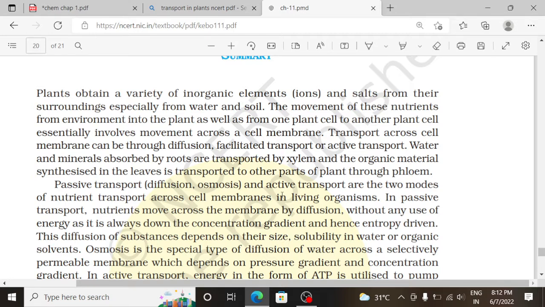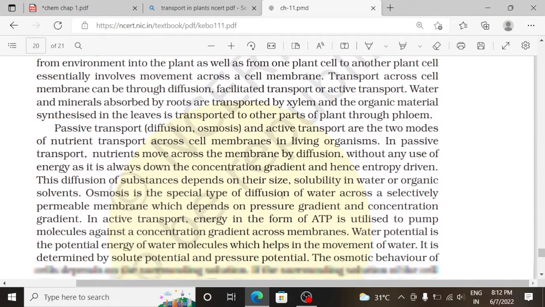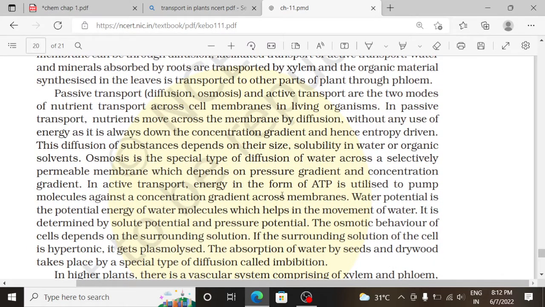Water and minerals absorbed by roots are transported by xylem, and the organic material synthesized in the leaves is transported to other parts of the plant through phloem. Passive transport, that is diffusion and osmosis, and active transport are the two modes of nutrient transport across cell membranes in living organisms. In passive transport, nutrients move across the membrane by diffusion without any use of energy, as it is always down the concentration gradient and hence entropy driven.